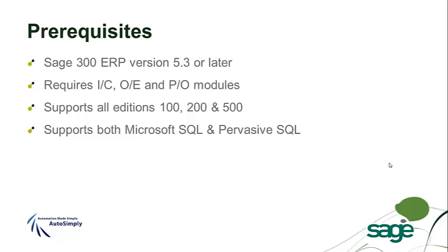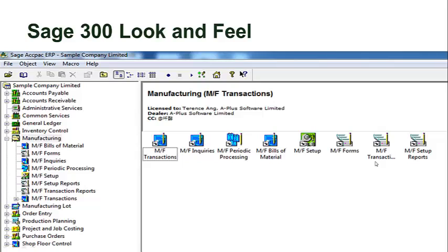For prerequisites, our solution requires Sage 300 version 5.3 or up. We need the inventory control module, the order entry module, and the purchase order module of Sage 300. We support all editions of Sage 300, and in terms of data platform, we support both Microsoft SQL Server and Pervasive SQL. Here is a screenshot of the manufacturing order module. Notice how we look and feel the same as Sage 300.